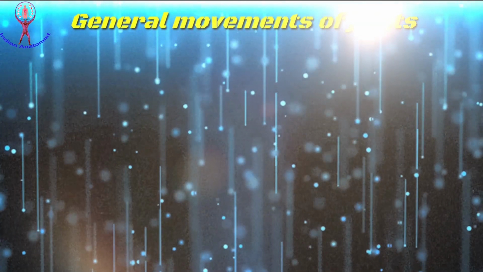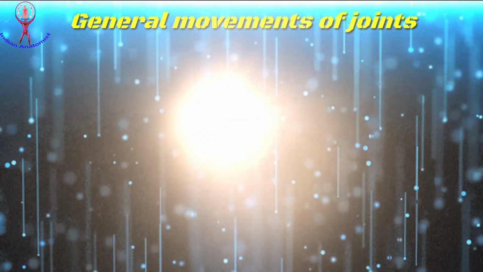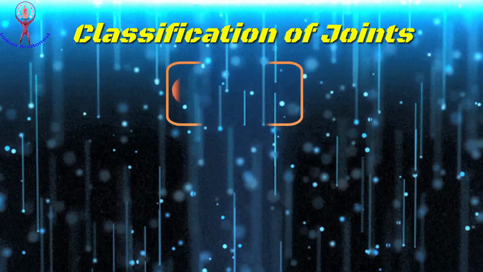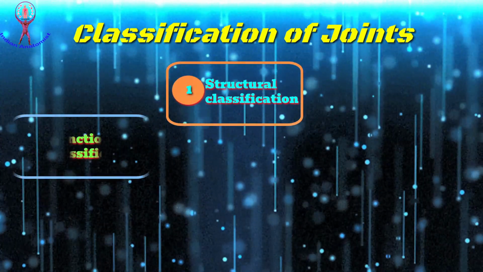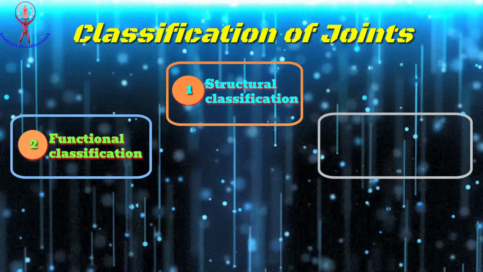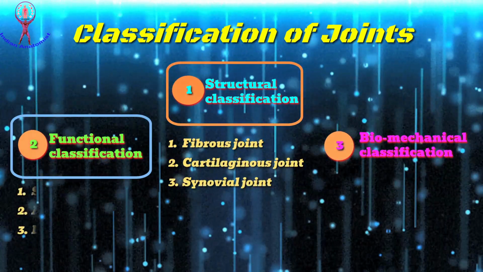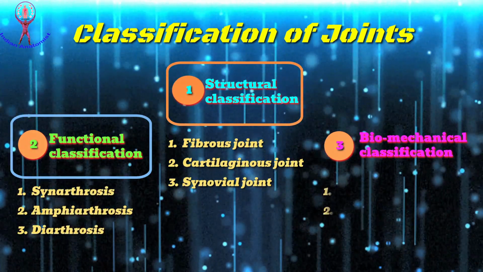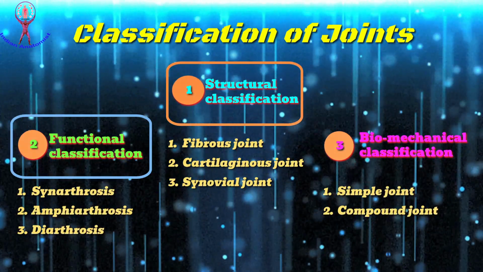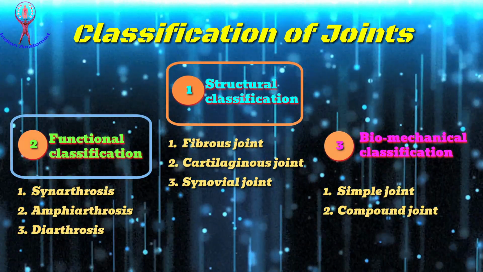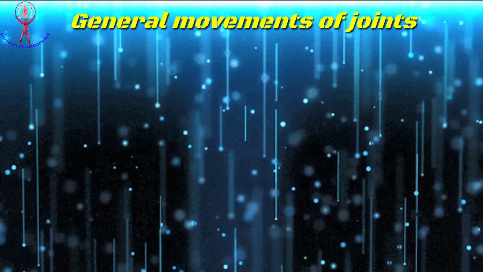Dear all medical students, here we have completed the entire classification of joints, which includes structural, functional, and biomechanical classifications, also includes their subtypes. Hope you all studied well about the joints. Please spare a couple of minutes for the final touch of human joint. That is general movement of the joints.